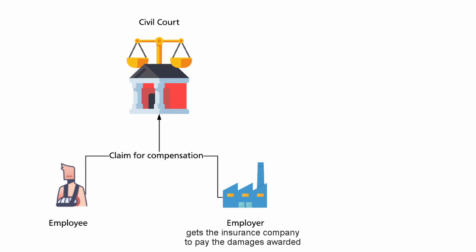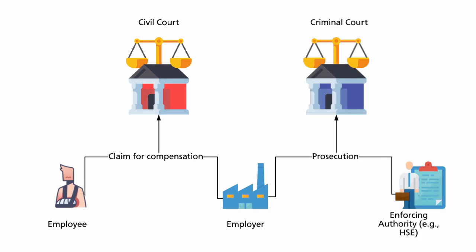Criminal prosecution may also be taken by an enforcing authority such as the HSE or the local authority. The purpose of the prosecution would be to punish the employer through a fine and/or imprisonment for failing to comply with health and safety legislation, i.e., the guarding requirements of the Provision and Use of Work Equipment Regulations.